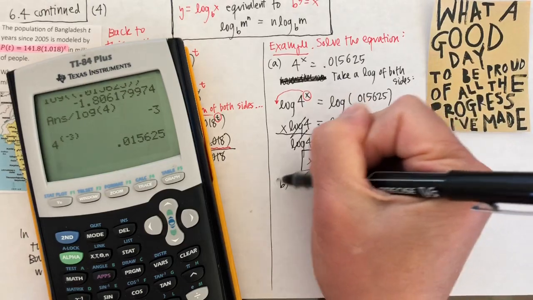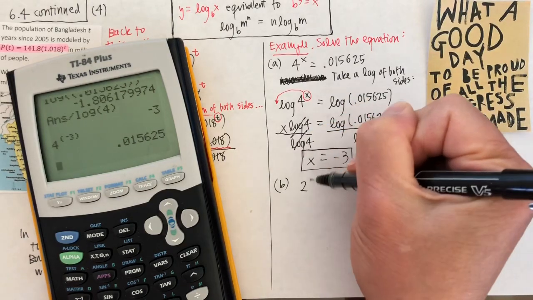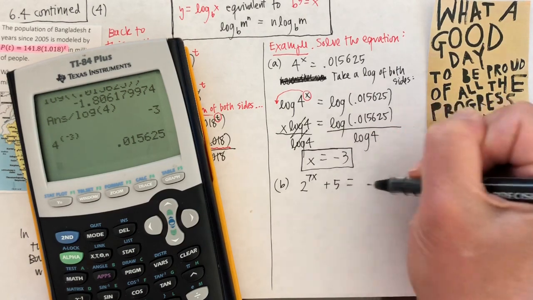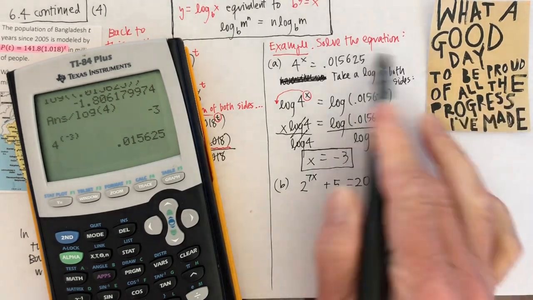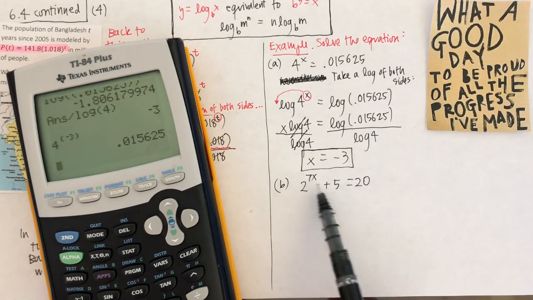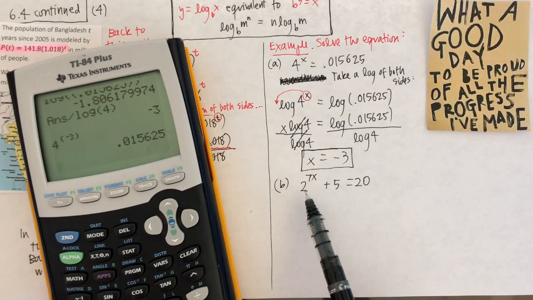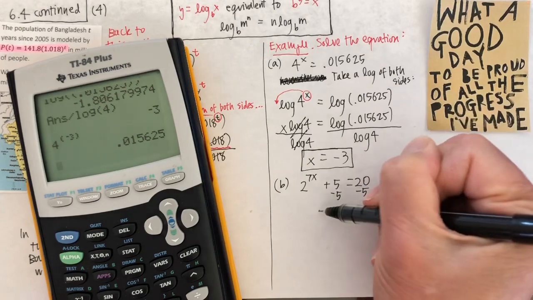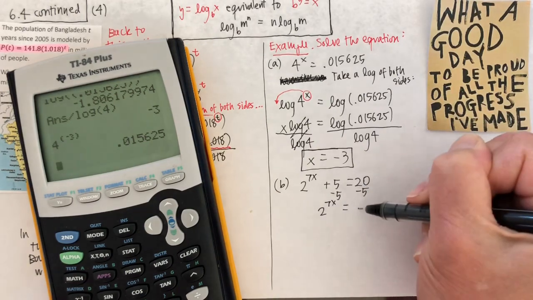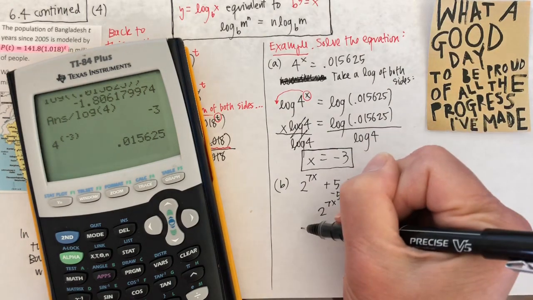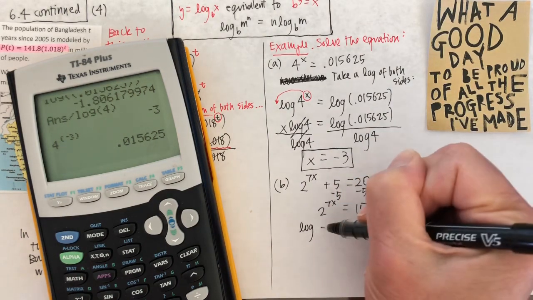All right, let's try one that's a little trickier. Let's say we have 2 to the 7x plus 5 equals 20. And again, we want to solve the equation, so we want to find out what x is. So let's try to get x as much by itself as we can, and then we'll use logarithms, and we'll subtract 5 from both sides. So 2 to the 7x equals 15. At this point, we'll take the log of both sides, and we'll take a base 10 logarithm.